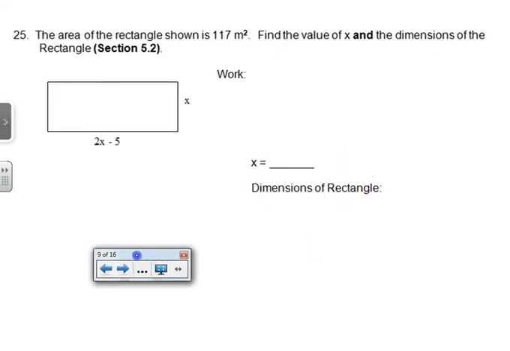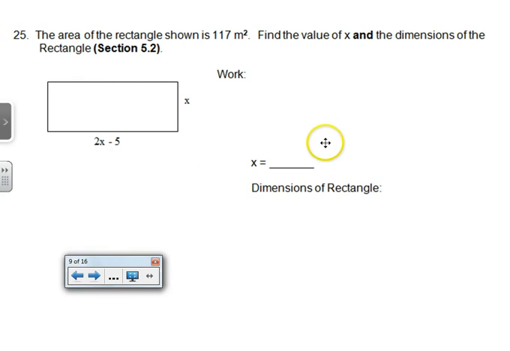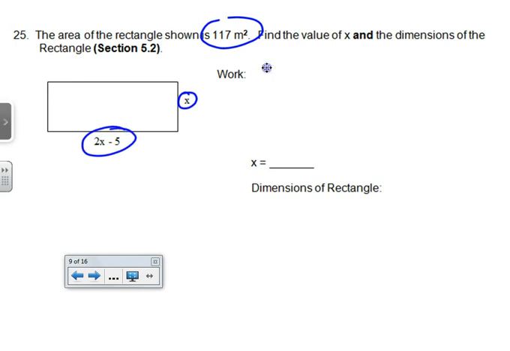Okay, this one was on several quizzes, and I'm not happy with what you guys did on the quiz, so pay close attention to this now. The area of the rectangle is 117. To find area, you need to multiply length times width. Now, what some of you are forgetting is when you multiply 2x minus 5 times x, you have to distribute the x to both parts, and it's supposed to equal 117. So when I distribute the x, I get 2x squared minus 5x equals 117.